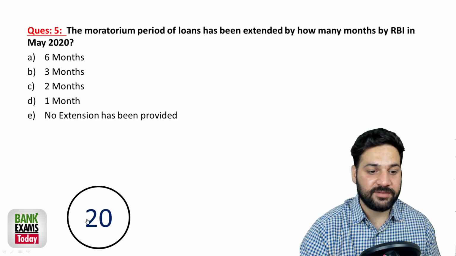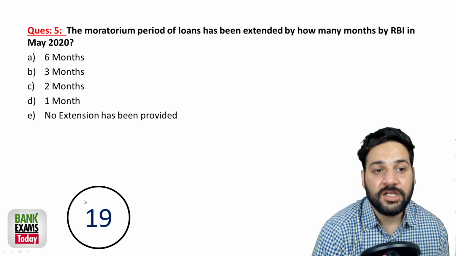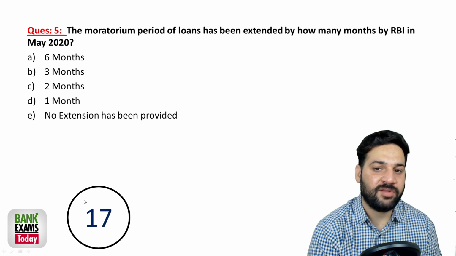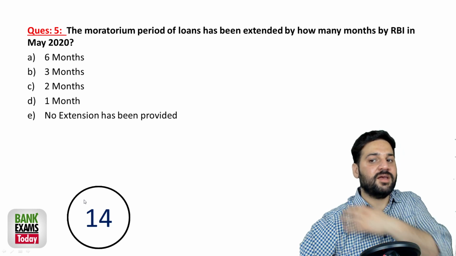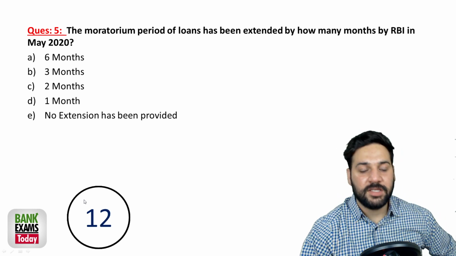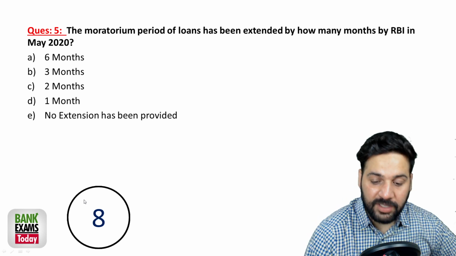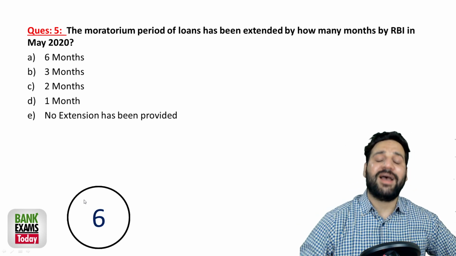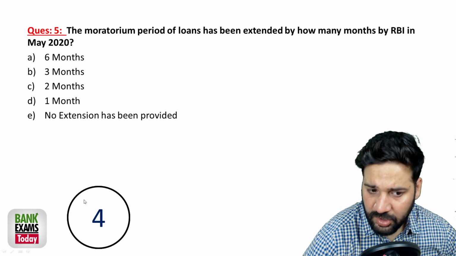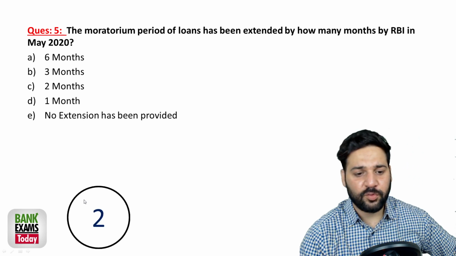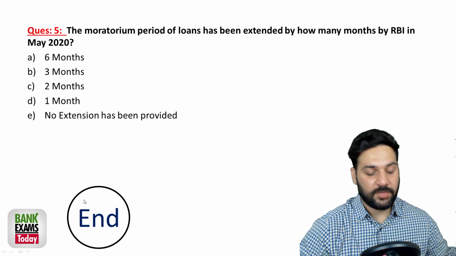Again, I'm giving you 20 seconds to read the question and answer it. The moratorium period of loans has been extended by how many months by RBI in May 2020? 6 months, 3 months, 2 months, or 1 month. Most probably, if there is an exam, the date would be asked. Okay. Time is over.